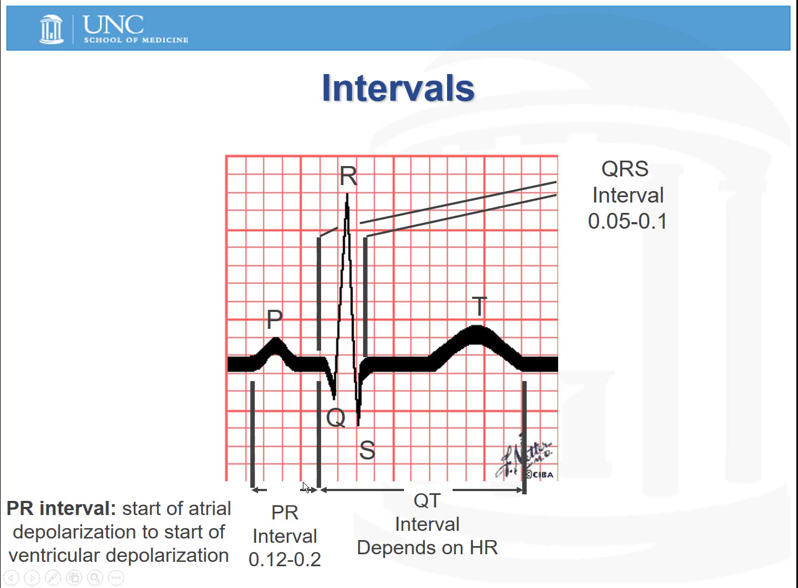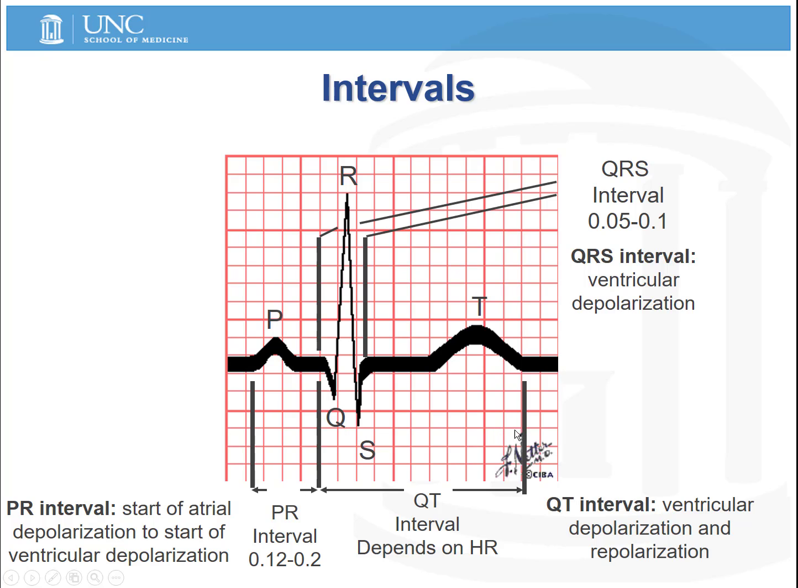It tells us if the electrical signal is making its way from the SA node and all the way through the atria and through the AV node and into the ventricles as it should. The QRS interval is this relatively short interval, and it's measured from the beginning to the end of the QRS complex. And that QRS interval corresponds to ventricular depolarization. So this could tell us if the spread of depolarization through the ventricles is happening in a normal pattern and at a normal rate. And finally, the QT interval.